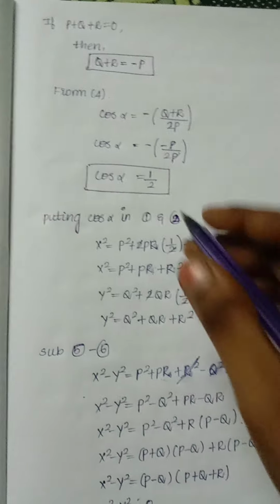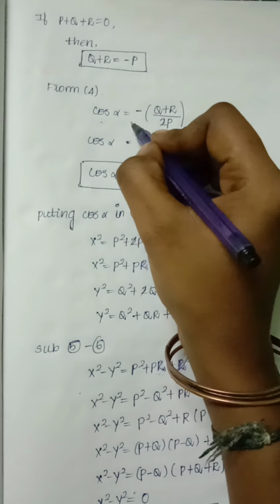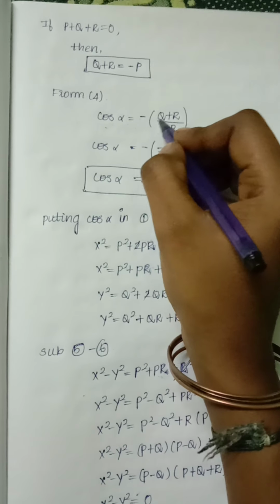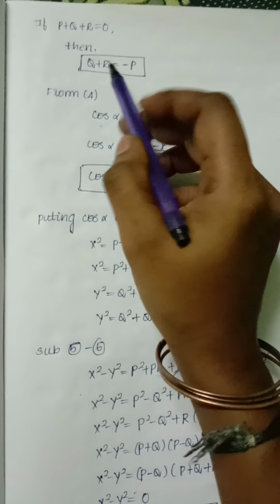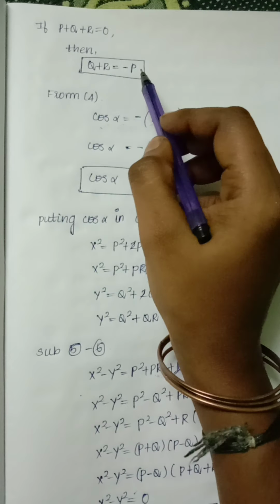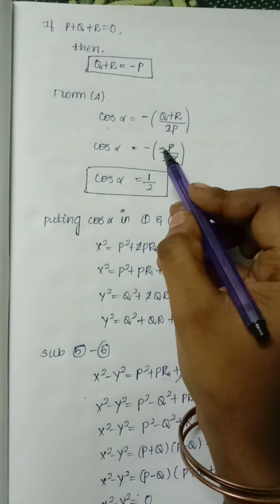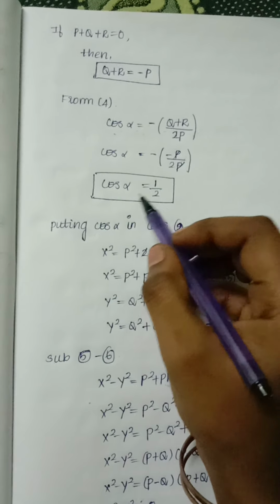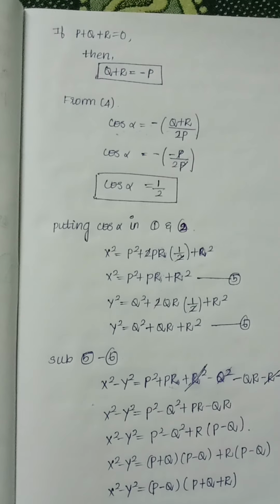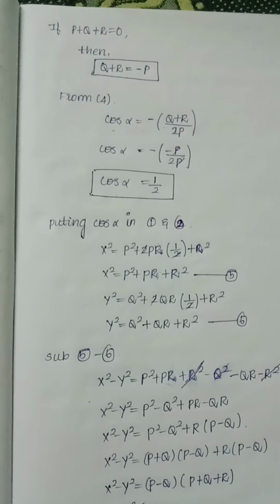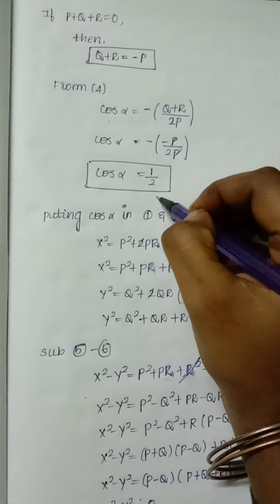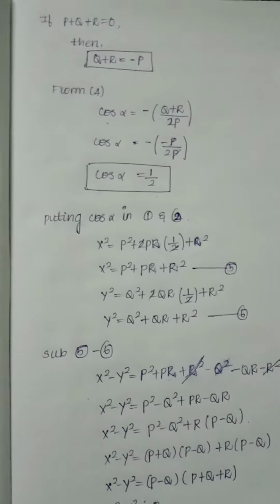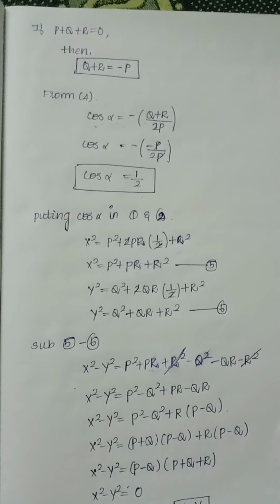Take our first formula, cos alpha equals minus (q plus r) divided by 2p. Here q plus r can be written as minus p, so I wrote minus p divided by 2p. The p's get cancelled, minus into minus is plus. So we find our cos alpha value, which is 1 by 2. Then we want to prove that x equals y.